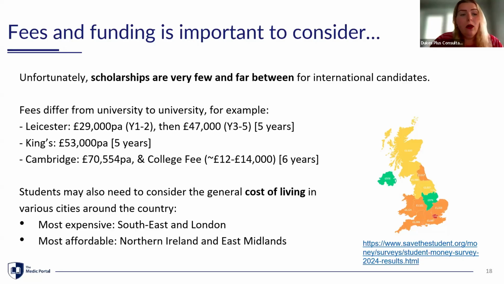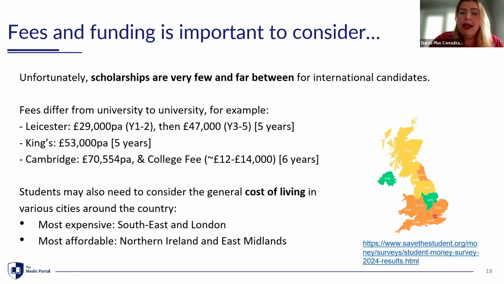Now, the fees all depend on the university, and some of them have very different funding structures to others. So I just wanted to give you some examples, as you can see below, about how some universities look more appealing than others when you do the initial calculations. So, for example, we have the University of Leicester. Their programme, when I last looked, was approximately £29,000 per year for years 1 and 2, but then has a drastic increase to £47,000 per year for years 3 to 5. And that is a 5-year programme.